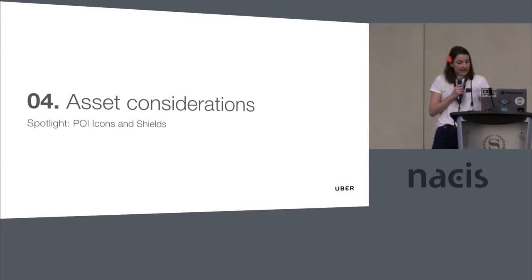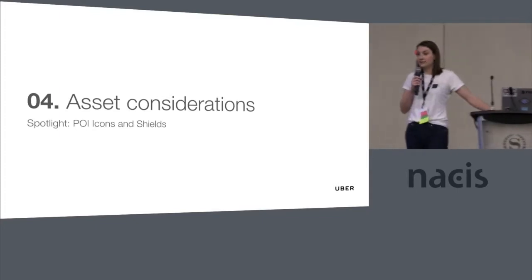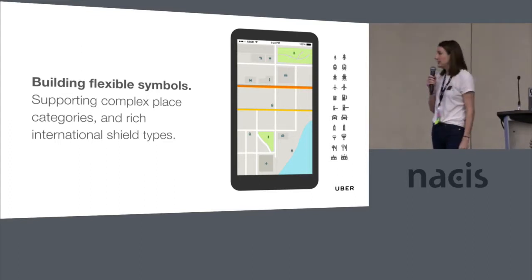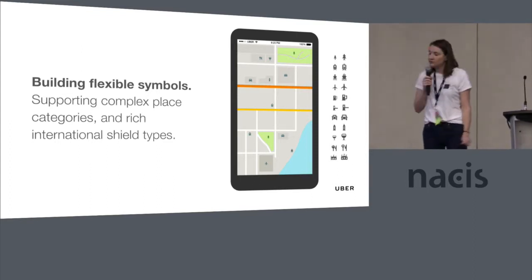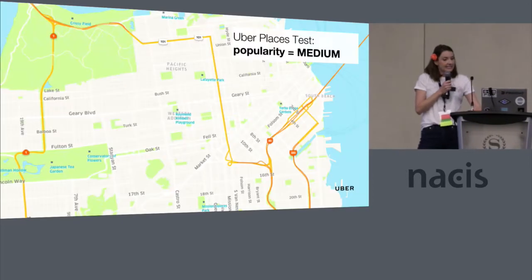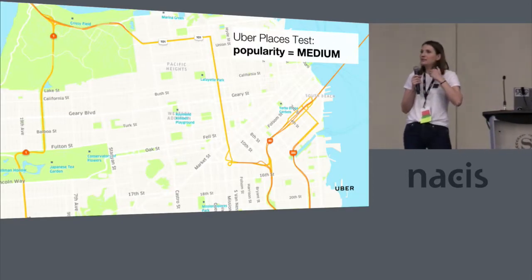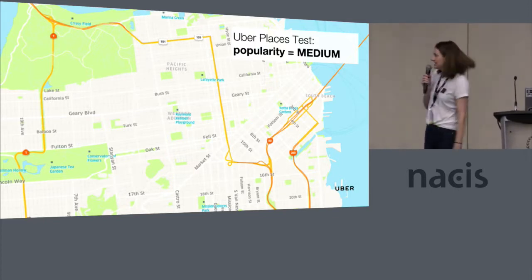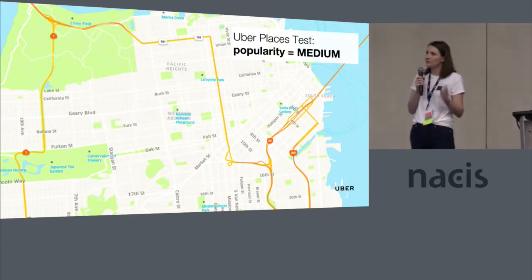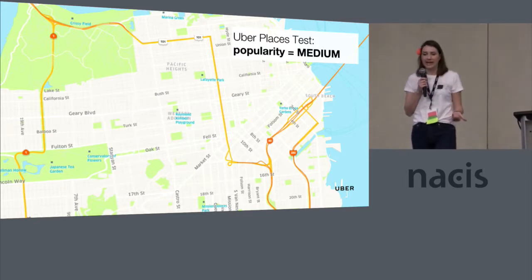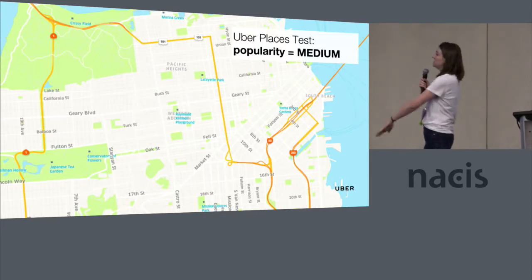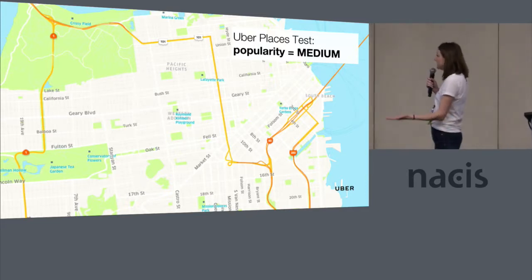Now I'm going to talk about some asset considerations, specifically POI icons and shields. We built a really simple set of POI icons to capture the most important categories, and this is with our own Uber Places data. The cool thing about working at Uber is that we know what places are popular. We've been able to figure that out. So this is a test, a really rough screenshot, where we were trying to figure out if popularity was an okay signal for display. If you're familiar with San Francisco, this is places that are popularity medium and up. And it's actually decent.